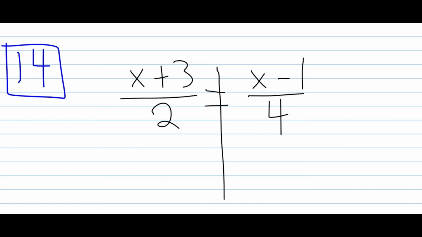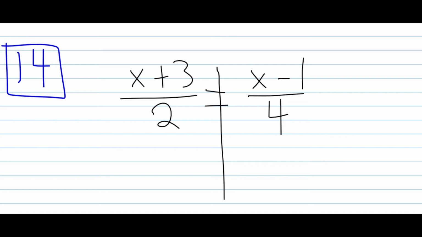Okay, now if we look at number 14 on this page, I have another problem where there are two variables on both sides of the equation. So there's an x on the left, there's an x on the right, and we have fractions. So I want you to put the line down the middle of the equation, and we're going to solve it two different ways. The first way that we're going to do is by clearing the fractions.